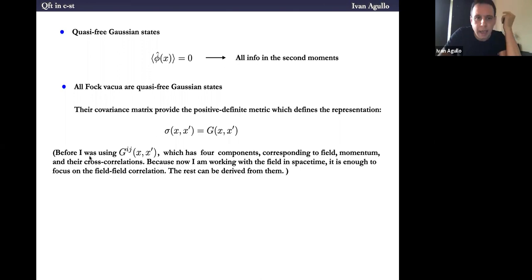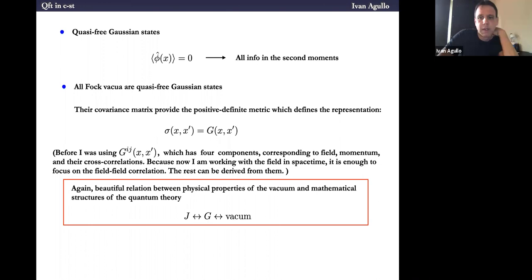And here I explain that I don't have i and j anymore because I am in the covariant language. So I only need the field. Taking derivatives, I can derive the covariance of the momentum and cross correlations. So in covariant language, I just need the symmetrized two-point function for fields, and that's it. Again, beautiful relation between physical properties of the vacuum and mathematical structures of the quantum theory. So a Fock vacuum is equivalent to a complex structure J. So we have again this interplay between physics and mathematics, which is very, very elegant and simple.